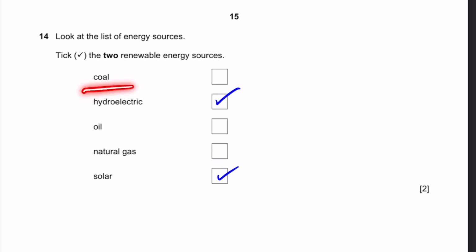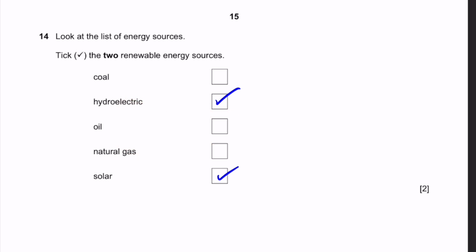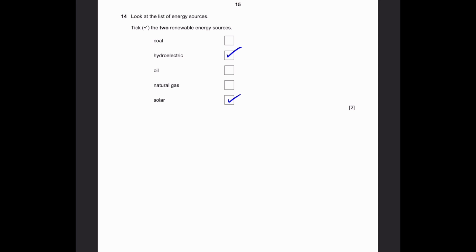The rest of them, coal, oil, natural gas, are fossil fuels or non-renewable energy resources. If we use them too much, that means they will completely disappear or be exhausted and we will not be able to use them anymore. That's why these two are renewable. And with that, I come to the end of the paper.